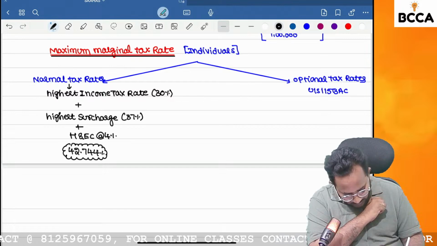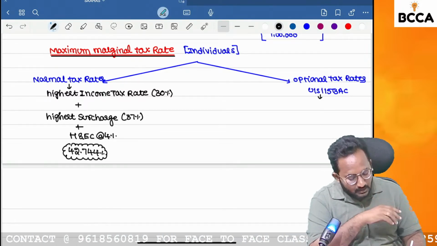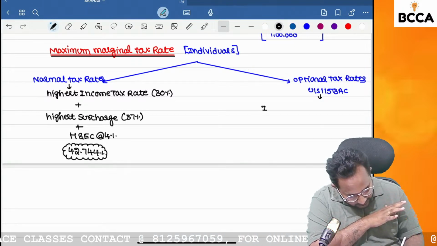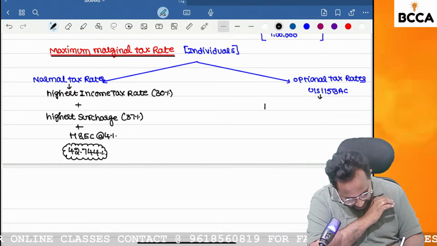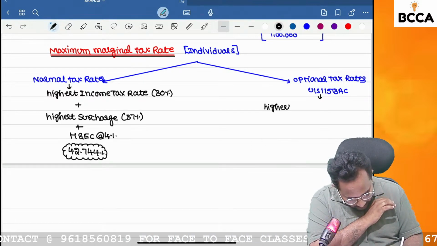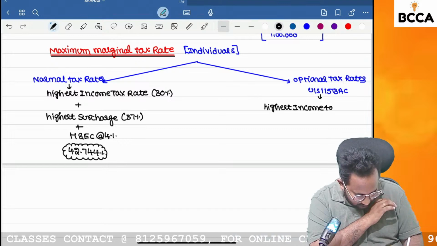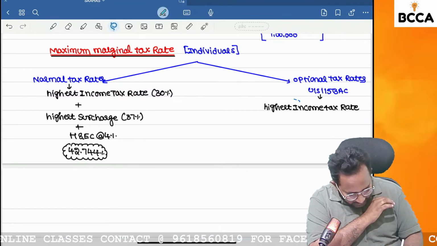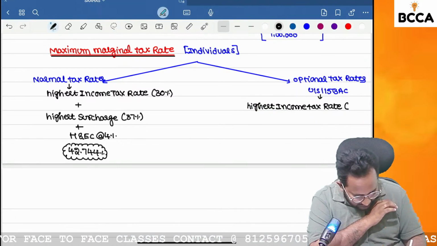Next, if he follows the optional tax rate or default tax regime under section 115BAC, what are the income tax rates? So, no, we can't call that the highest income tax rate. What is the highest income tax rate? You can reveal 30% only, above 15 lakh. What is the highest income tax rate, ma?